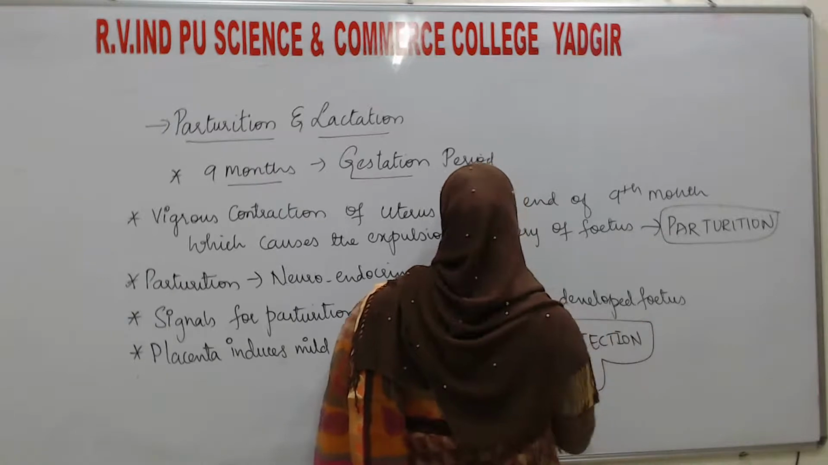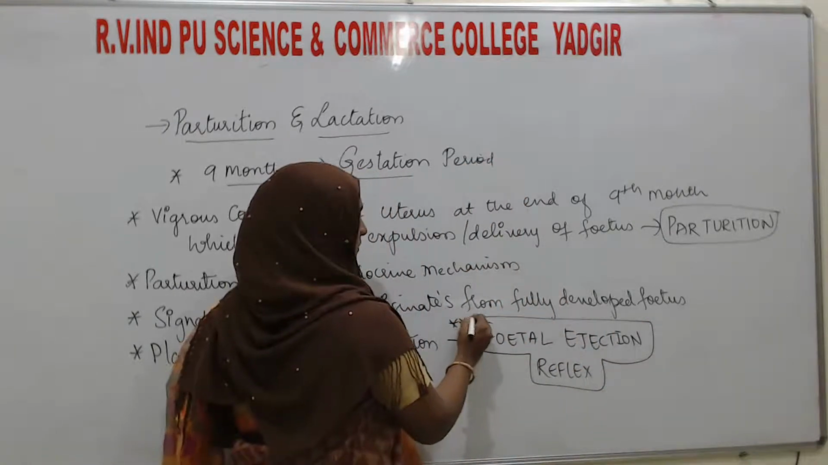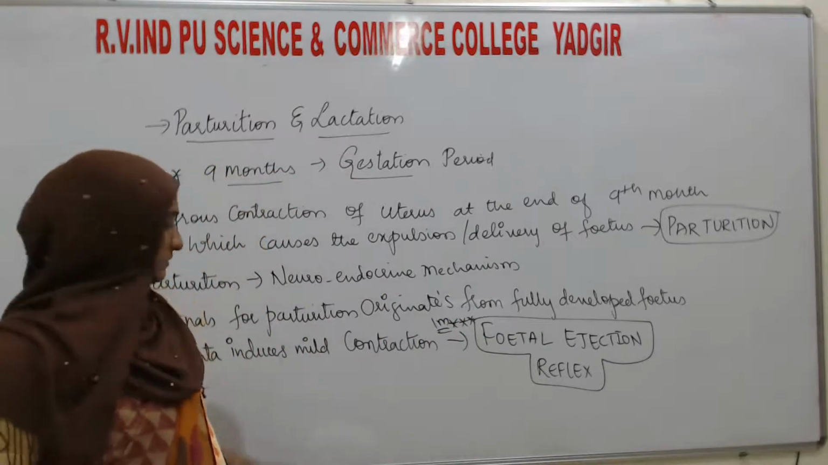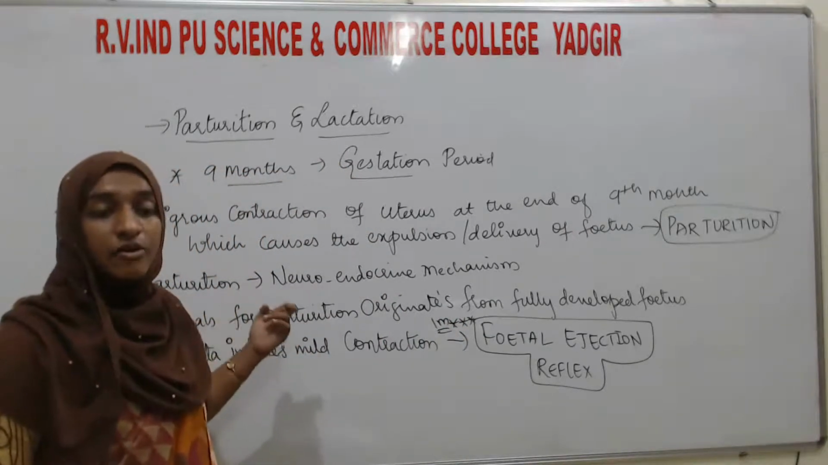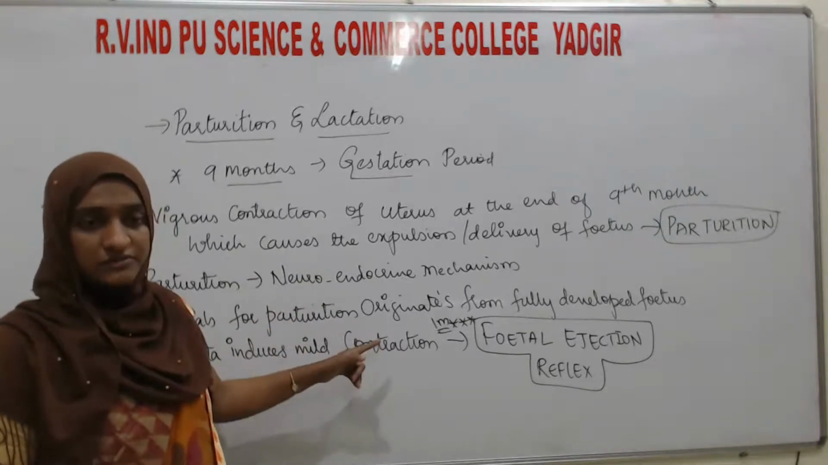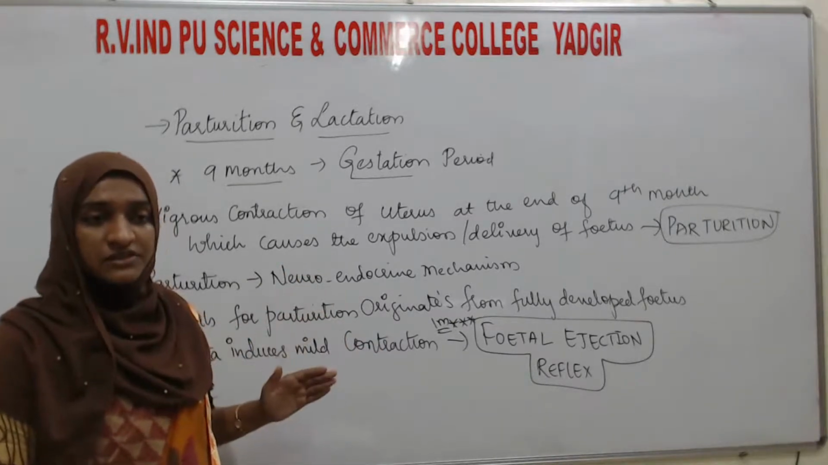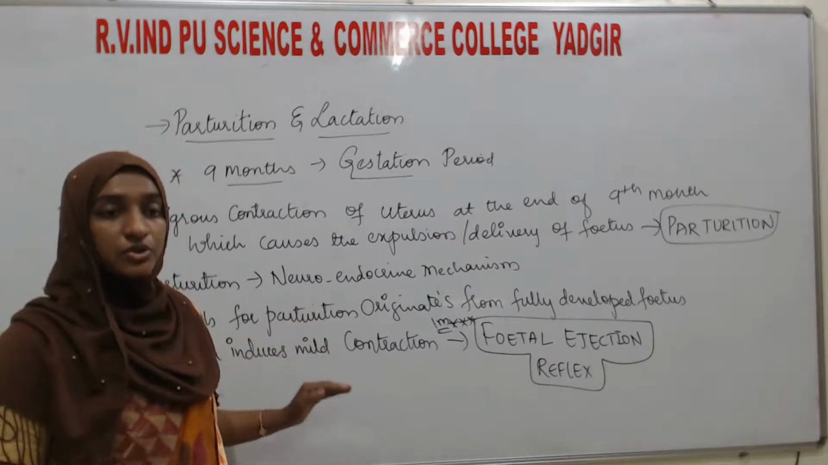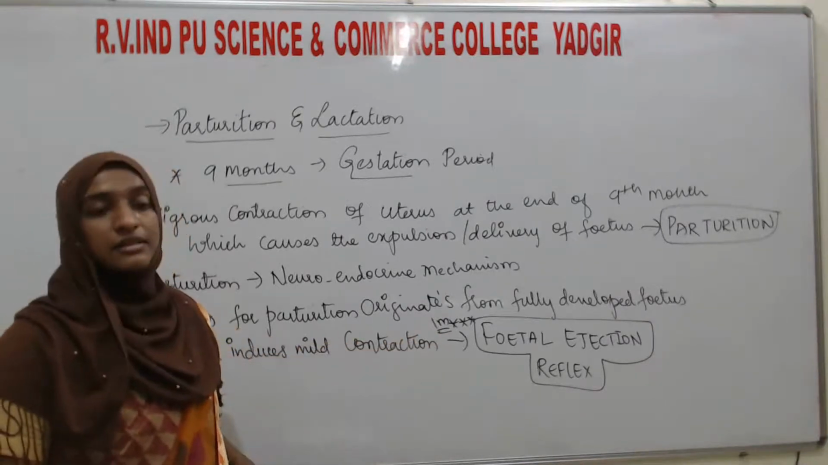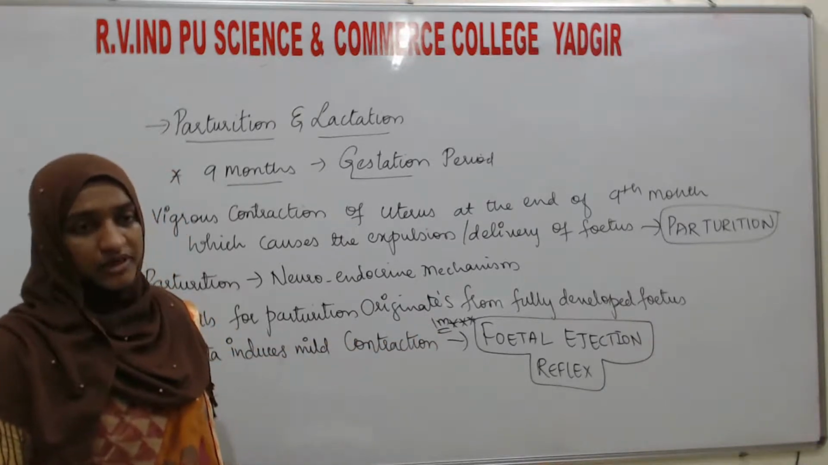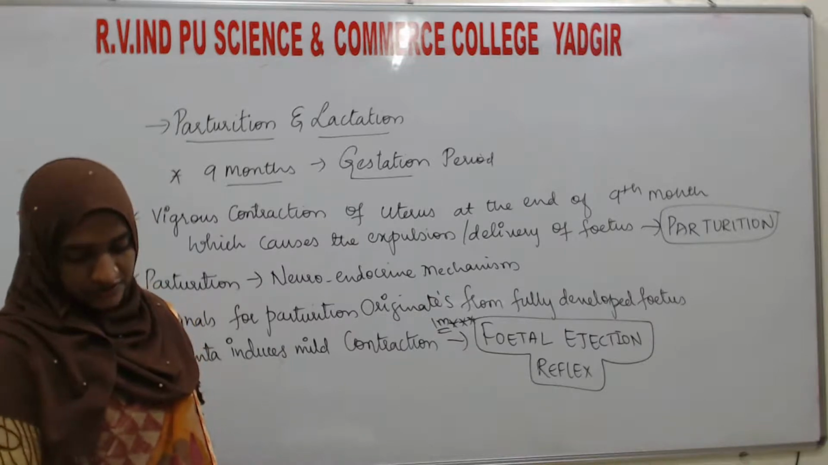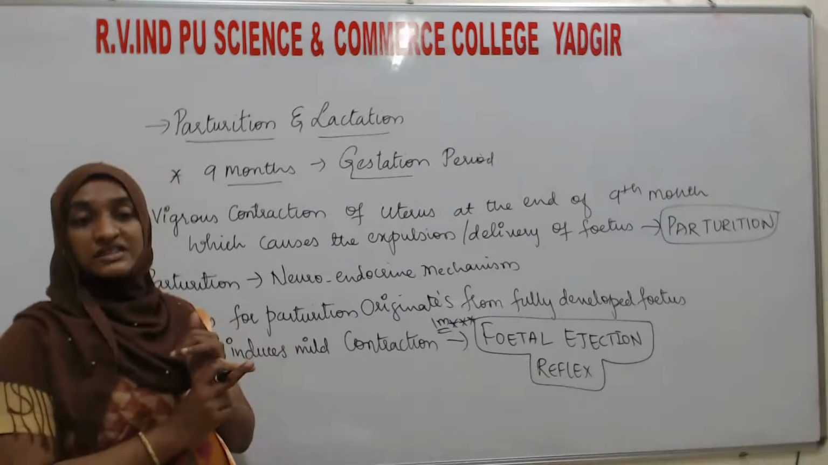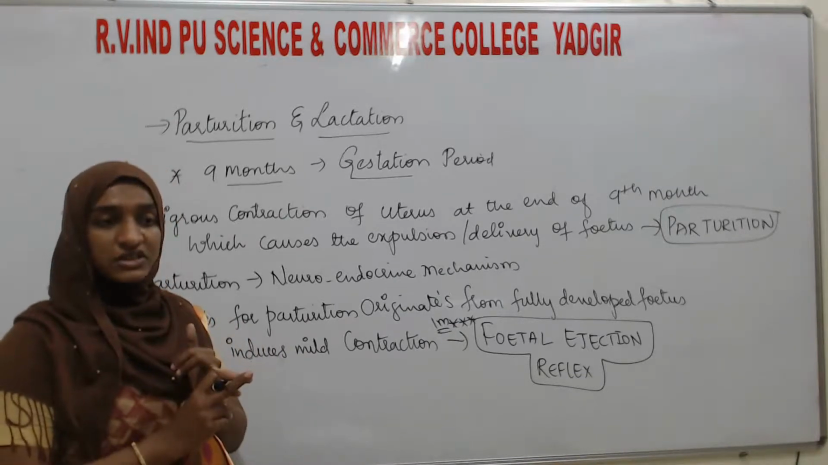So this can ask for 1 mark. What do you mean by fetal ejection reflex? After the signals originate from the fetus during the completion of 9 months, the placenta also induces mild contraction in the uterus, which we call the fetal ejection reflex. So first the fetus gives the signal, and the placenta causes the mild contraction.